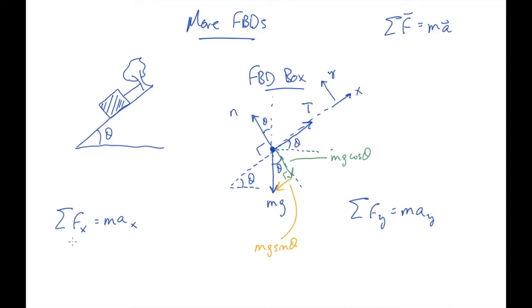So what we get when we add these forces up, we get tension going up the ramp, and we have mg sine theta going down the ramp.